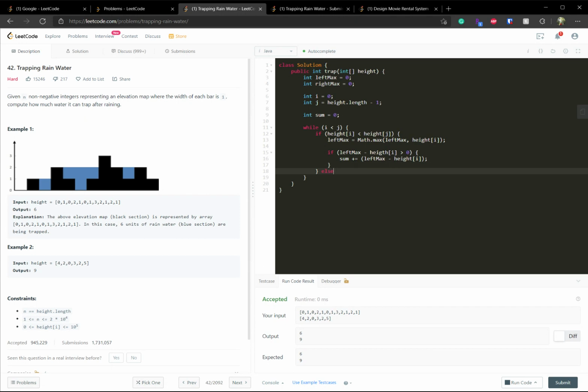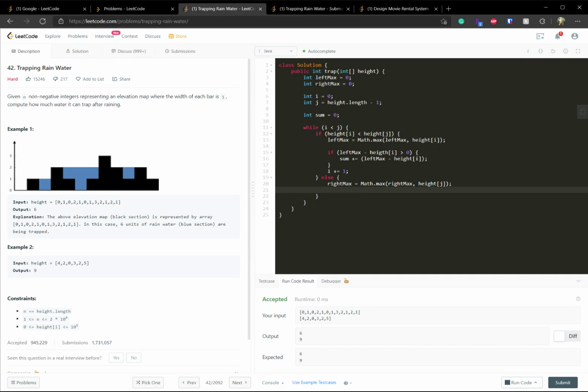And otherwise, if the right side is lower, we know there's a chance that we might find some water trapped on top of this building. So we can update the right max global variable by doing a comparison of the right max and the current element that we're looking at. Oh, and here we also need to move the pointer by one. So move i right by one.